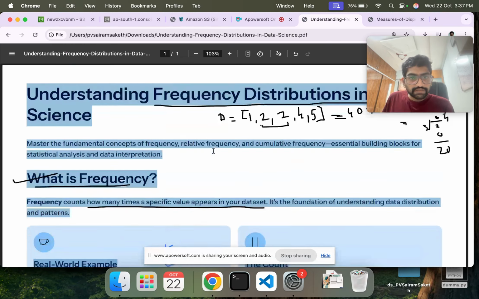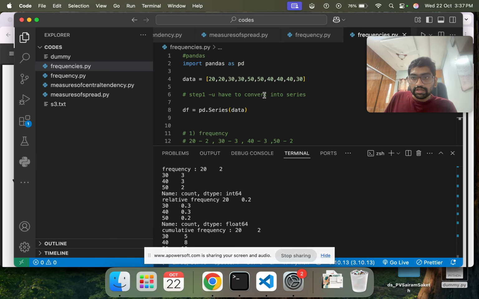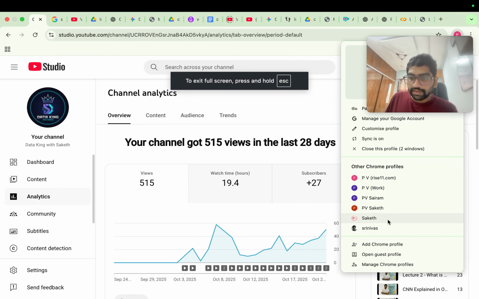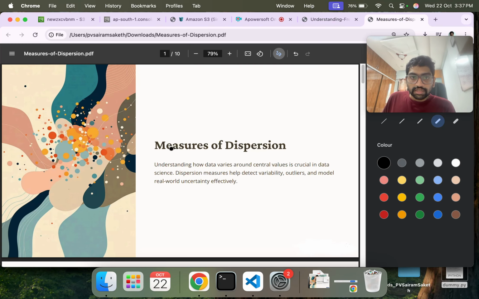So in the last lecture we discussed the frequency topic, where we covered what is frequency, what is relative frequency, what is cumulative frequency, and we also implemented this code in Python. Today in this lecture we are going to study one of the very important topics in statistics and probability, that is measures of dispersion. This is a very important topic.